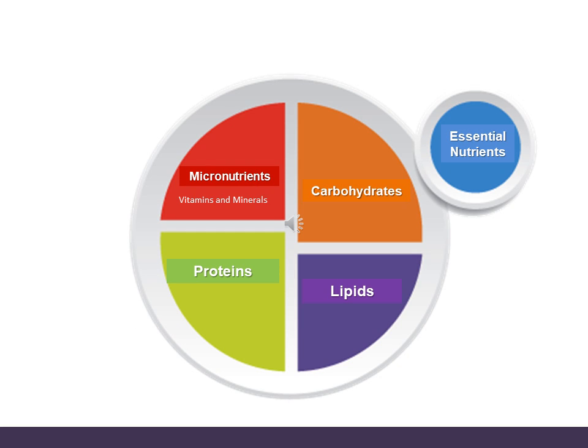So what are the different nutrients needed by our body? Essential nutrients are divided into two. It could be macronutrients, which are composed of carbohydrates, lipids, and proteins. And we also have micronutrients, which include vitamins and minerals. And we're going to discuss each and every nutrient.